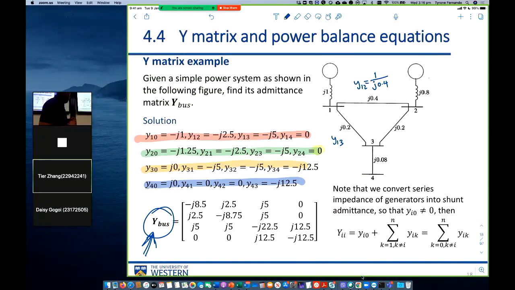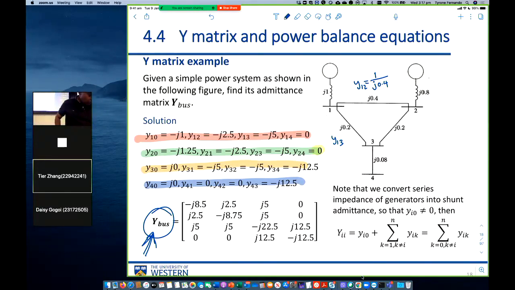And we are given the impedances of the lines. So if you think about bus 1 and bus 2, there is a line connecting bus 1 and bus 2, and the impedance of that line is j0.4. So if the impedance is j0.4, then the admittance is going to be the inverse of that, isn't it? So the inverse of j0.4 will be negative j2.5.